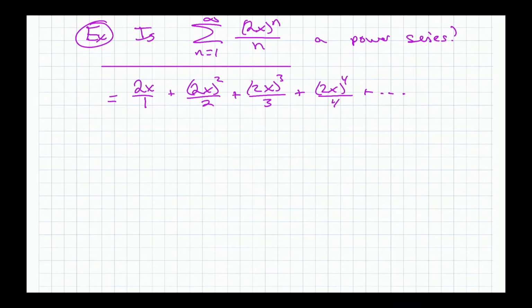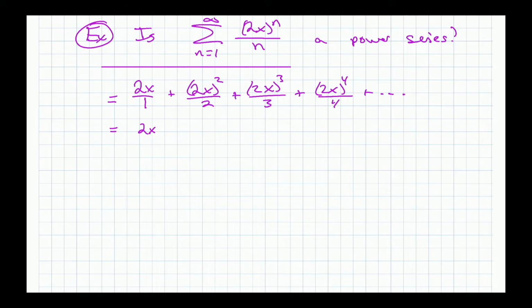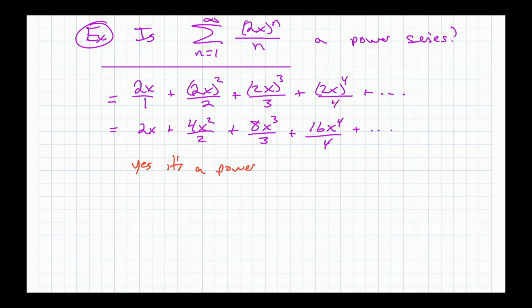You can write it out if you want, just to see: 2x plus 4x squared over 2. I know you can divide that, but I'm not. 2x cubed would be 8x cubed over 3. 2x to the 4th would be 16x to the 4th over 4. I know that divides out, but I'm not. There you go. So is that a power series? Yes, that is a power series. Those are powers of x, and then everything else is just some number.